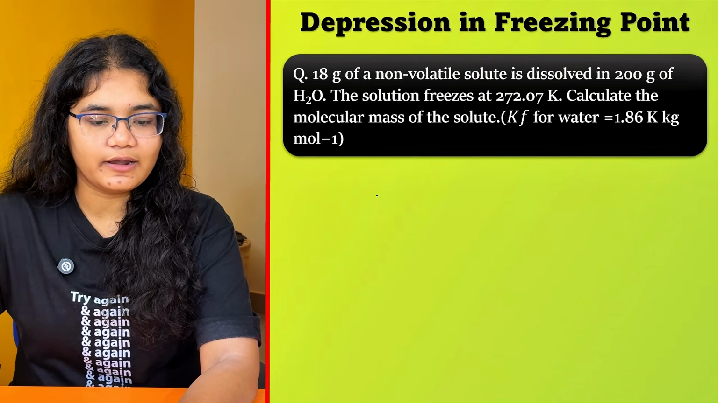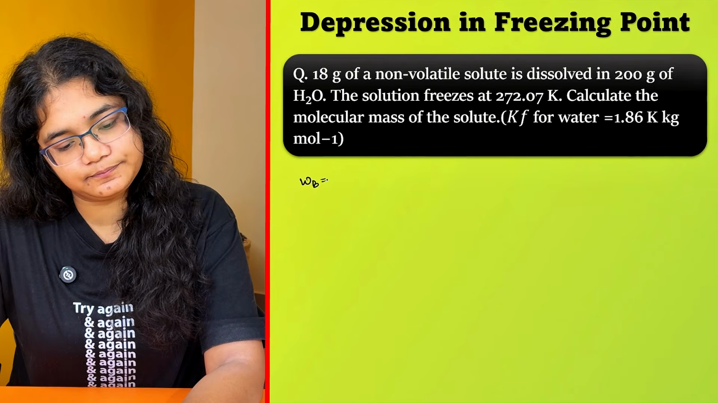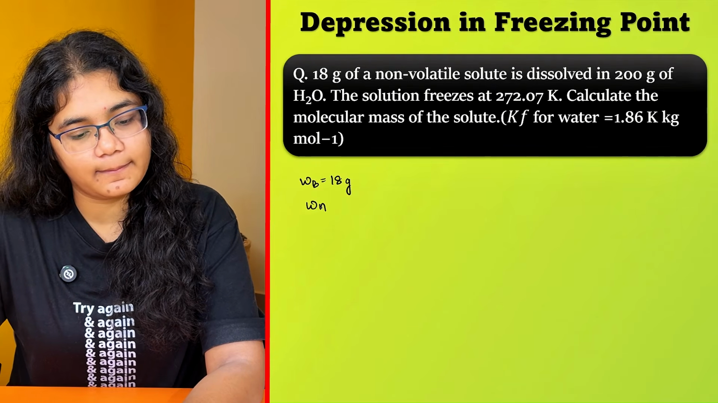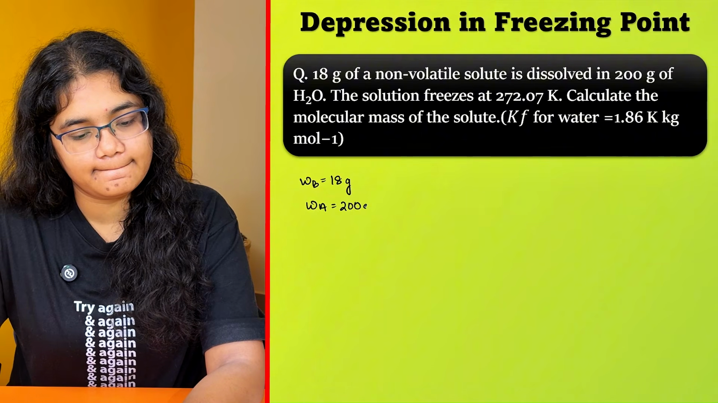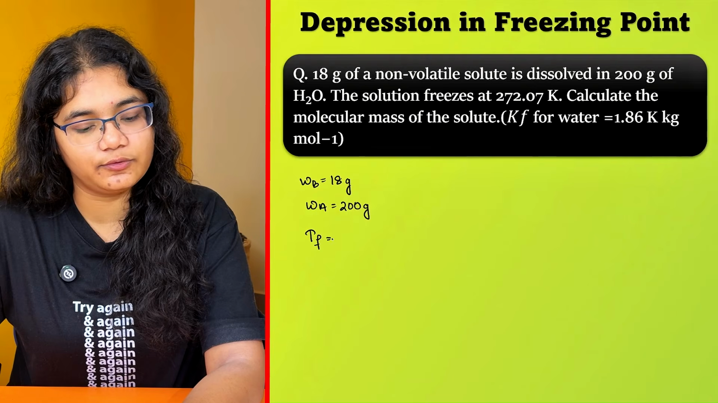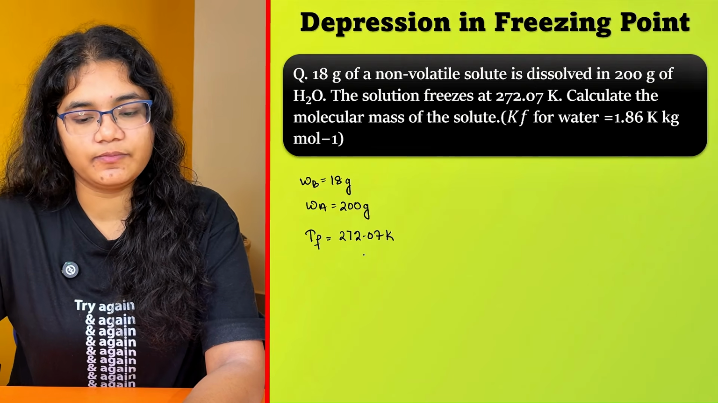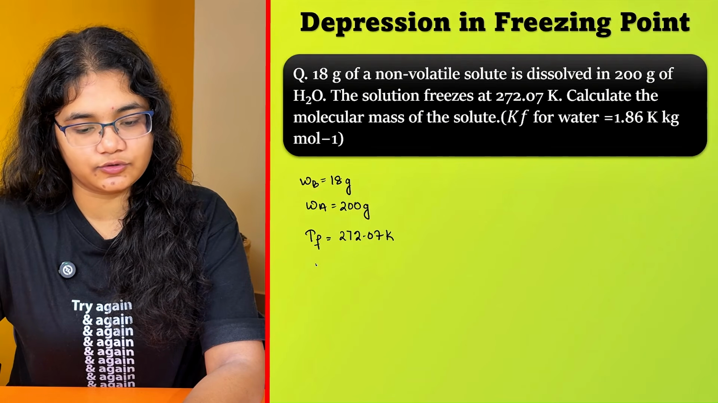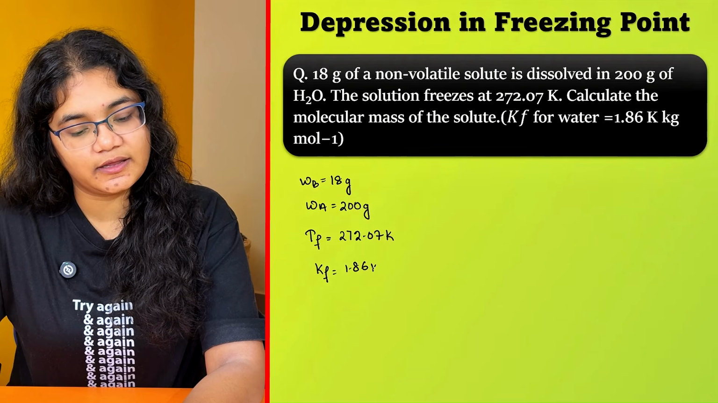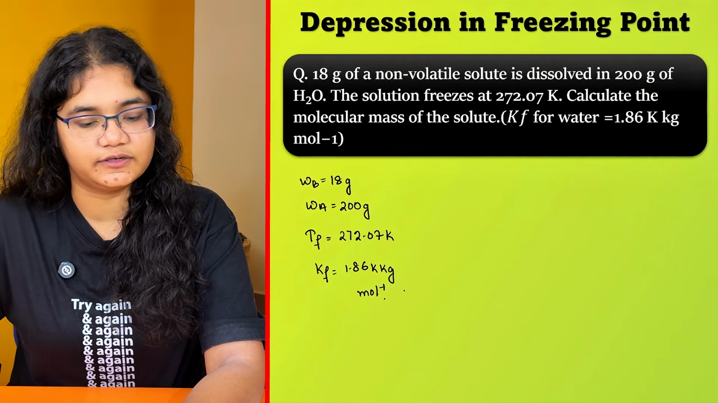Okay, now let's do a question from here also. You have 18 gram of a non-volatile solute dissolved in 200 gram of water, and the solution freezes. What is the TF value? 272.07 Kelvin. Calculate the molecular mass of the solute. Kf value is 1.86 Kelvin kilogram mole inverse.